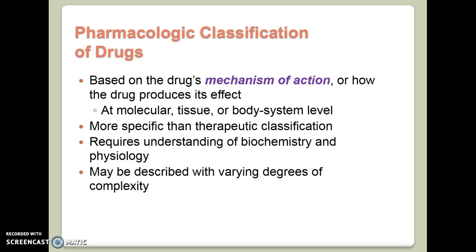The pharmacologic classification is a little bit different. It's based upon the drug's mechanism of action, or how the drug produces its effect, either at the molecular, tissue, or body system level. It's a little more specific than therapeutic classification and requires an understanding of biochemistry and physiology. It may be described with varying degrees of complexity. What comes to mind is a beta blocker. Beta blockers block beta-adrenergic stimuli, and it therefore talks about the mechanism of action and how it produces its effect. Its global therapeutic category is antihypertensive.